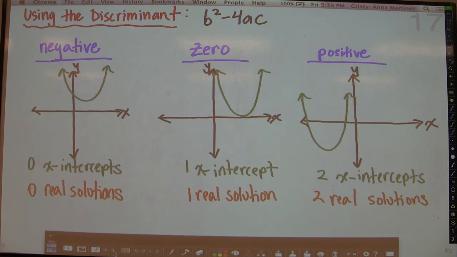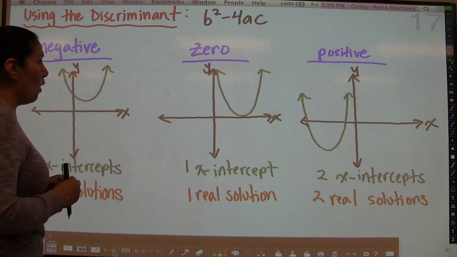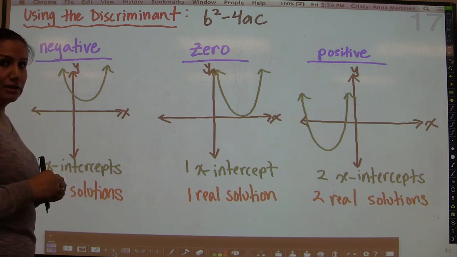Obviously it can have a negative connotation, but in this case it's a very neutral connotation. It does help us distinguish between different types of solutions. So first of all, the discriminant is not the entire quadratic formula. It's only the part of the quadratic formula that goes underneath the square root.